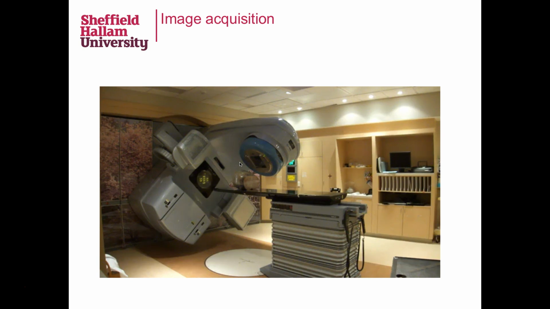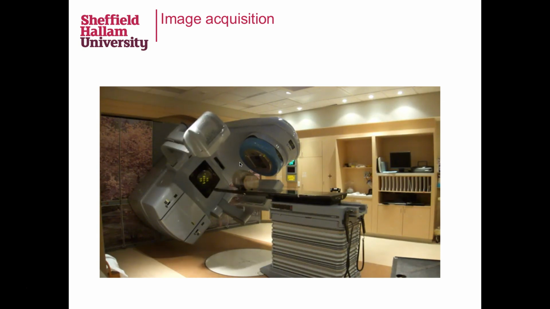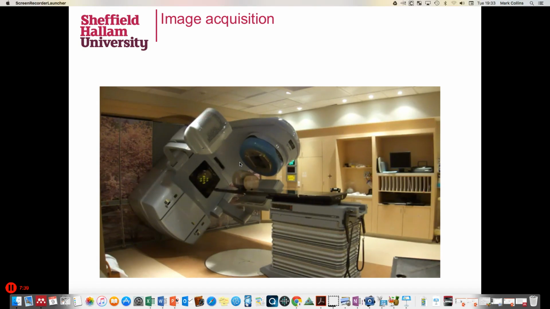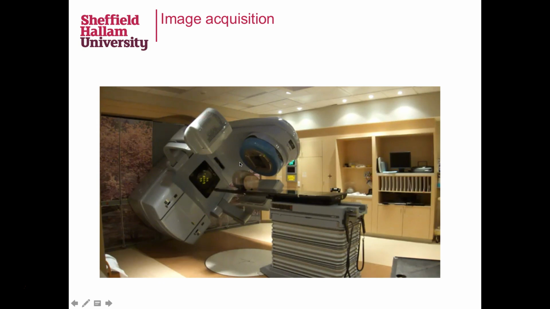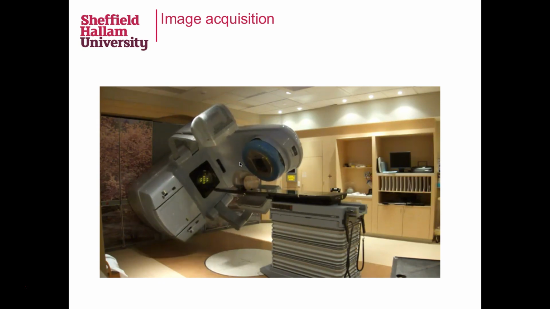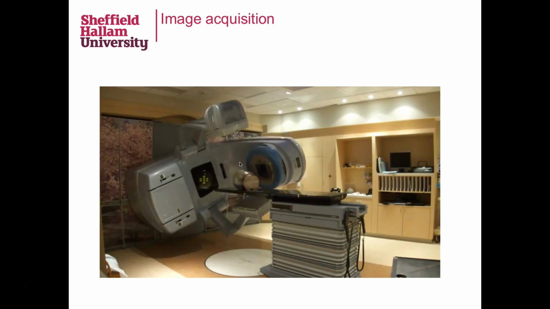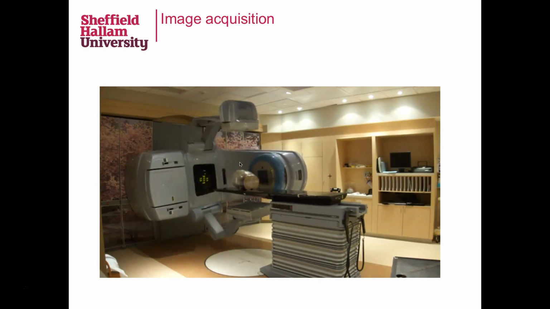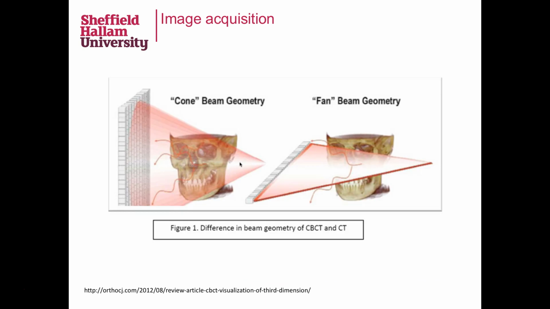For those of us that aren't familiar with this at all, this is a Varian machine, and in a second you're going to see the kV source coming out now, and then the detector directly opposite that, and this is acquiring an image of a phantom. You'll see that in a second it's going to start rotating around the phantom, and as it rotates it's producing a cone beam which it can then reconstruct into a 3D image. This will become much clearer when I show you some images.